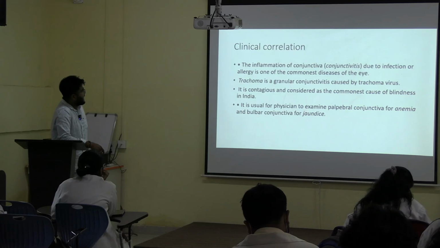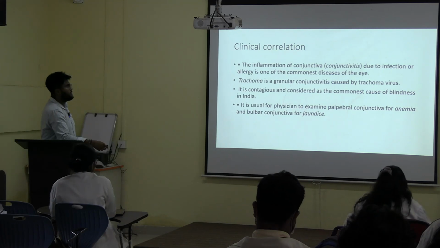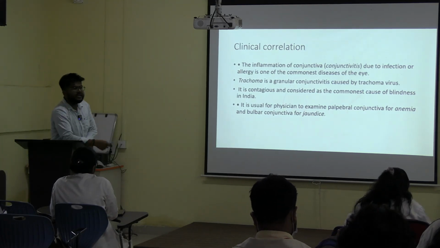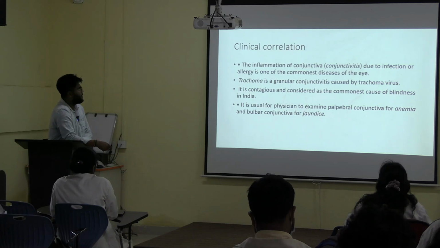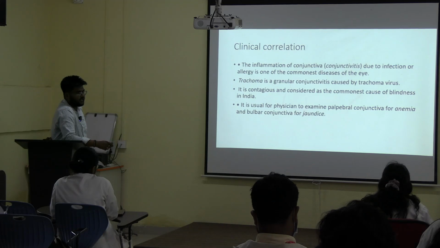Next, the clinical correlation: conjunctivitis. See here, red eye. Conjunctivitis happens with any kind of infection. Any kind of trauma can also cause a red eye. And one more condition is trachoma, a granular conjunctivitis caused by the trachoma organism. It is contagious, and the commonest cause of blindness in India.